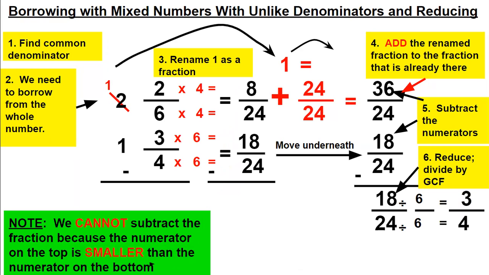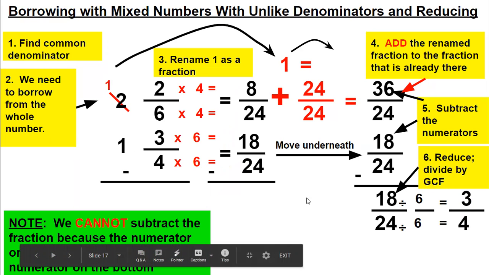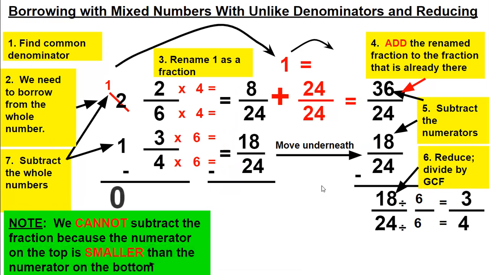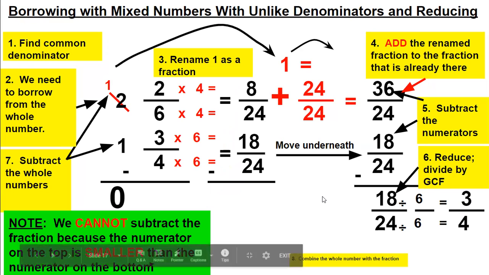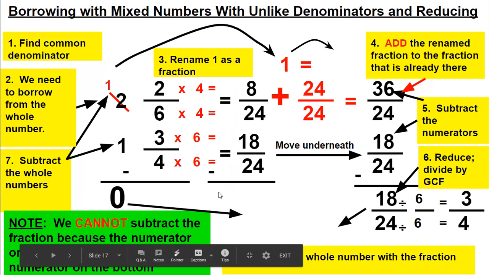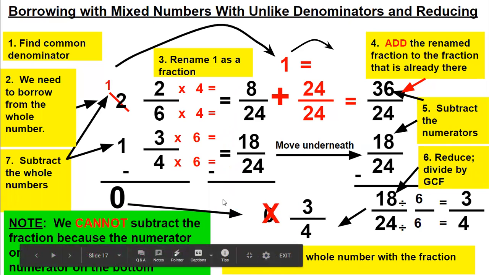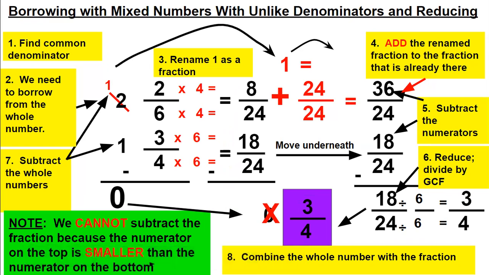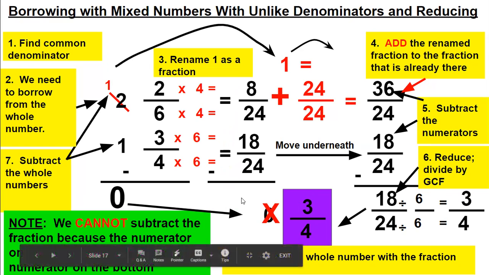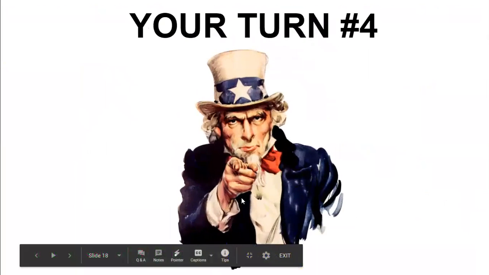3/4. Now I can't forget over here, I've got to subtract my whole numbers. So they would just be 1 minus 1, which is 0, right? So I really don't have any whole numbers left. So my answer finally is just going to be 3/4. So we're going to just eliminate the 0. We don't need to put that there. It'll just be 3/4. Yay! Okay, it is your turn to give these harder ones a try.